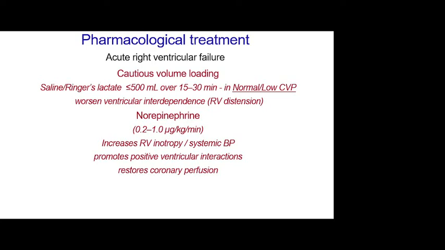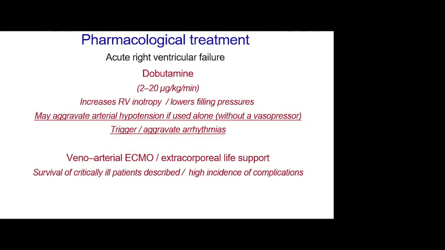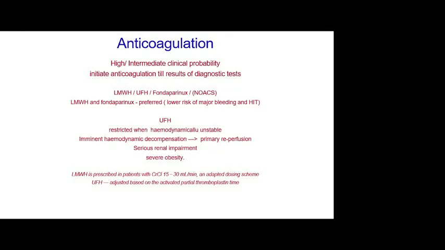Then as a vasopressor, norepinephrine has a good place as an inotrope. It will increase the right ventricular inotropy and increase systemic blood pressure. It can be combined with dobutamine, but that has its own risk. If ECMO is available, we can use it.